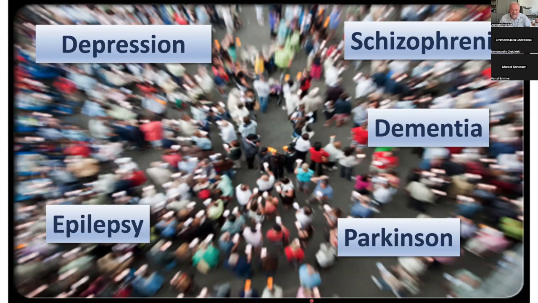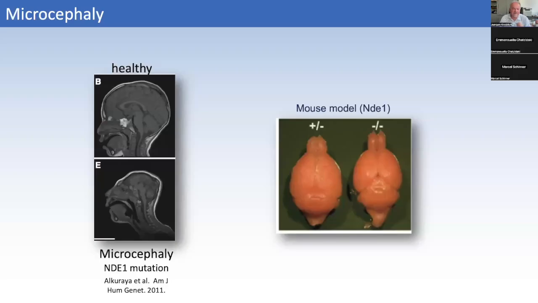And while animal experiments are necessary and they've taught us a lot about how our brain develops, they have certain limitations. And one of them is shown here. So this is a patient who suffers from severe microcephaly. The patient carries a mutation in a gene that is called NDE1.